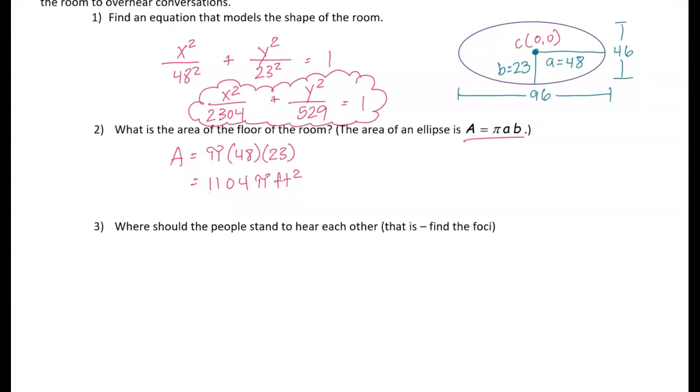Now, last but not least, the only piece of information we need about this room is where the heck are we going to stand so that we can be eavesdroppers and overhear everybody. Meaning, we need to know where the foci are. The foci. You say foci. The foci. We need to know where the foci are.